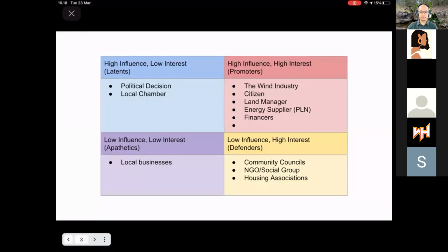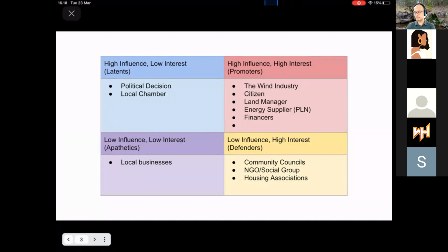Okay, so the next one is NGO. We put NGO in the defenders because we couldn't really specify which NGO would want to participate. We couldn't come up with some NGOs that would want to take part. As of now, we put them as a defender because they might be interested, because the wind farm is a sort of clean energy resource.